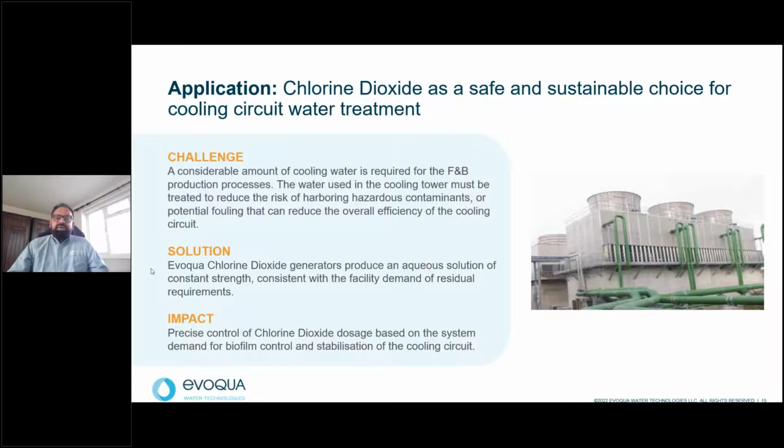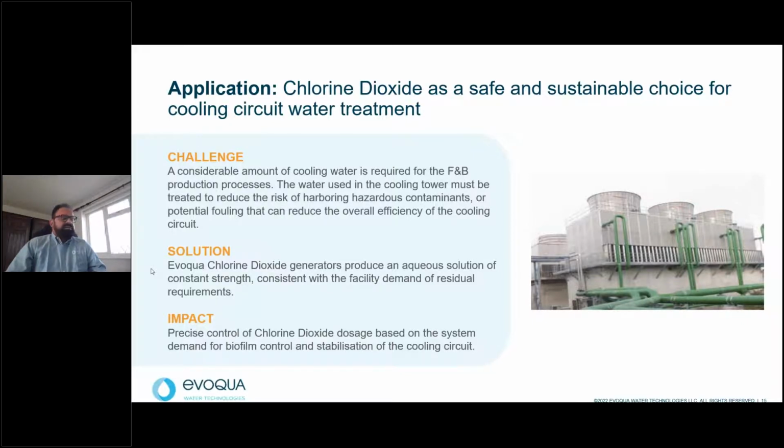So in this particular application, the customer had a challenge of Legionella outbreak and control on demand requirement of the cooling circuit. When installed with Evoqua's generation system, along with the analyzer and controller, it is found that they could stabilize the complete circuit in just a couple of hours. And that has been running for a number of years from the time of installation.